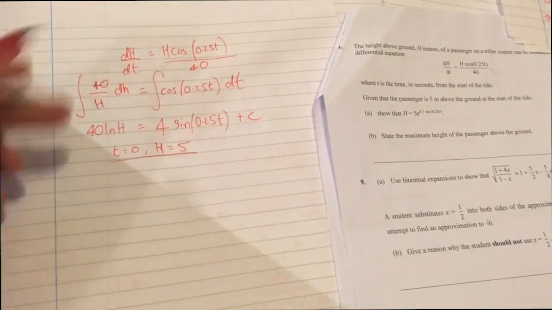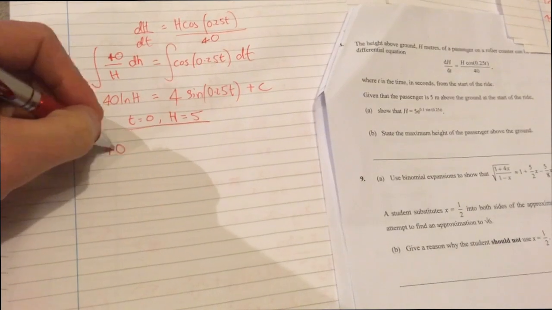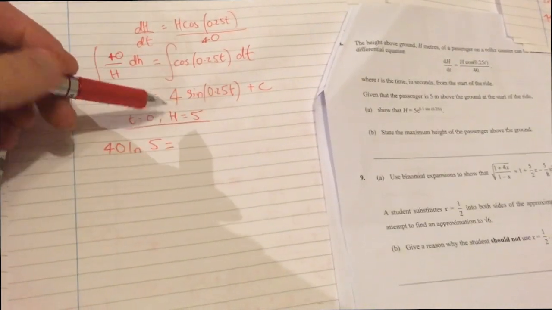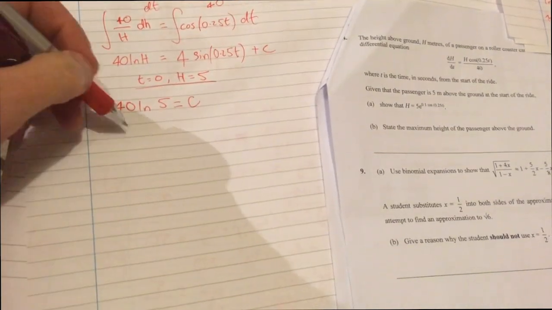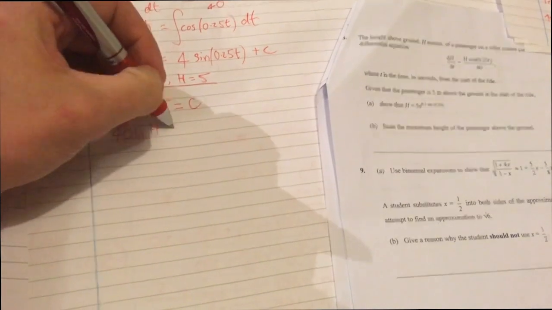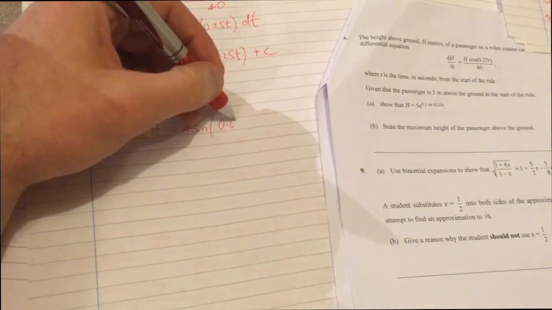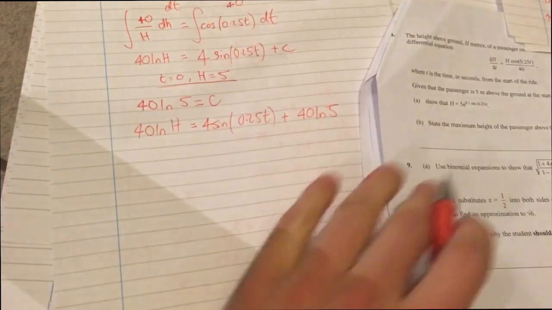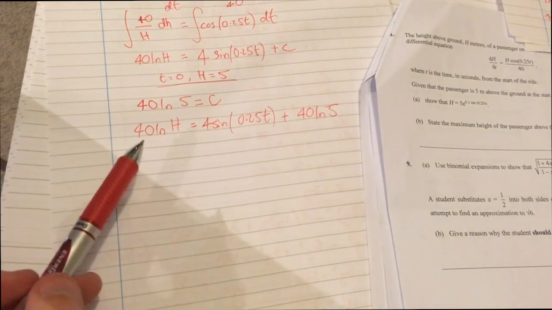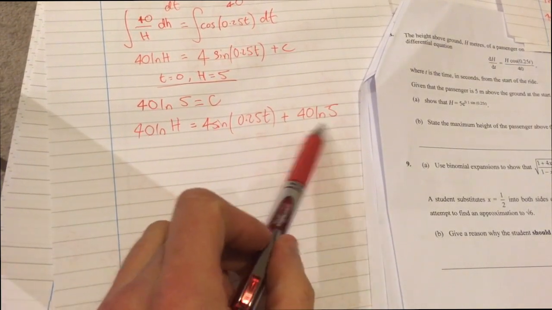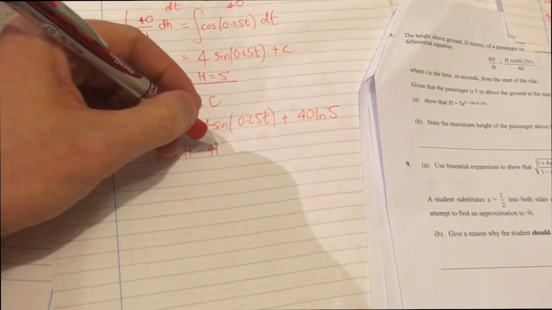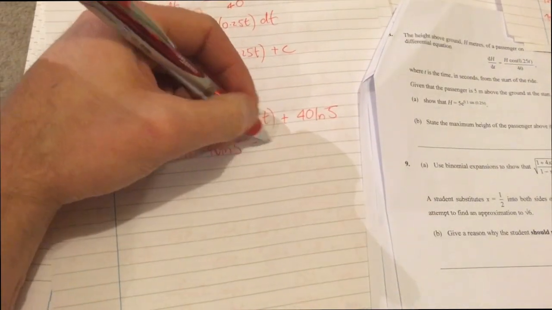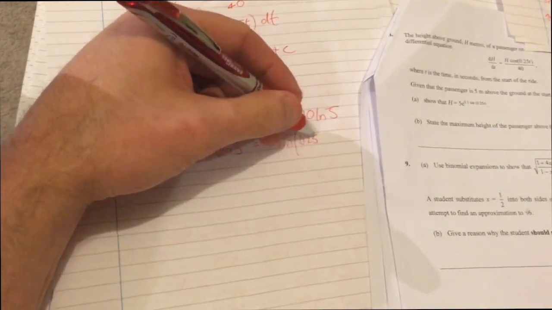And that's going to let us find our constant of integration. So 40 ln 5 equals, well, sine of 0 is 0, so that's just going to equal c. So our equation is going to become 40 ln h equals 4 sine 0.25t plus 40 ln 5. So if we use log rules first and subtract both these from each other, 40 ln h minus 40 ln 5 equals 4 sine 0.25t.